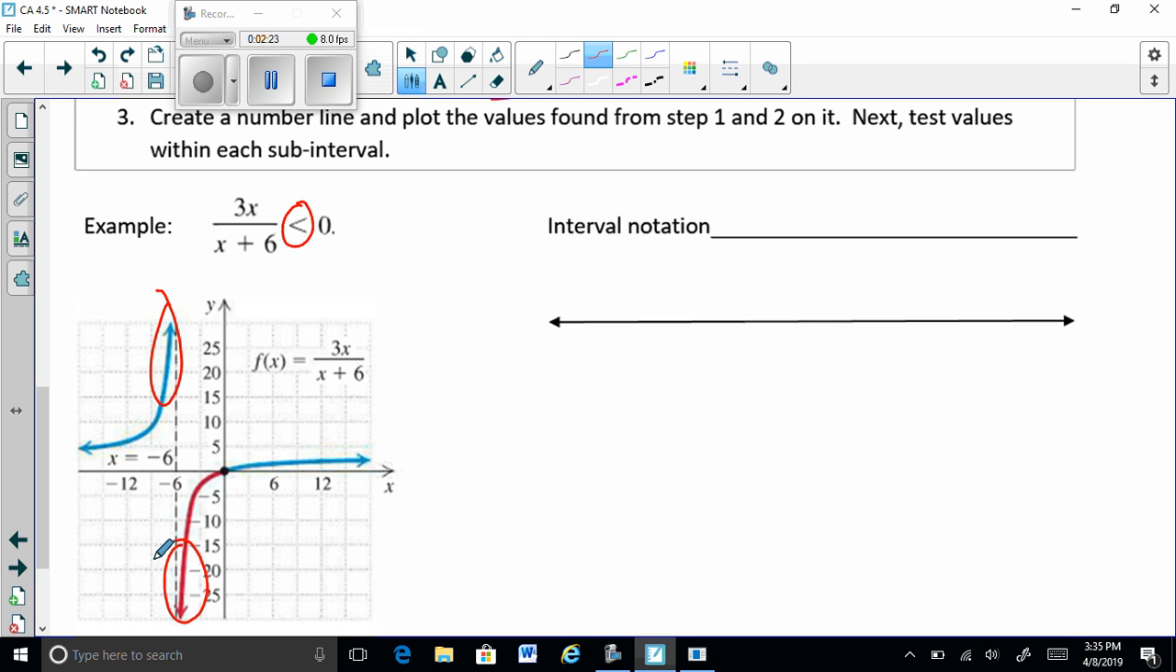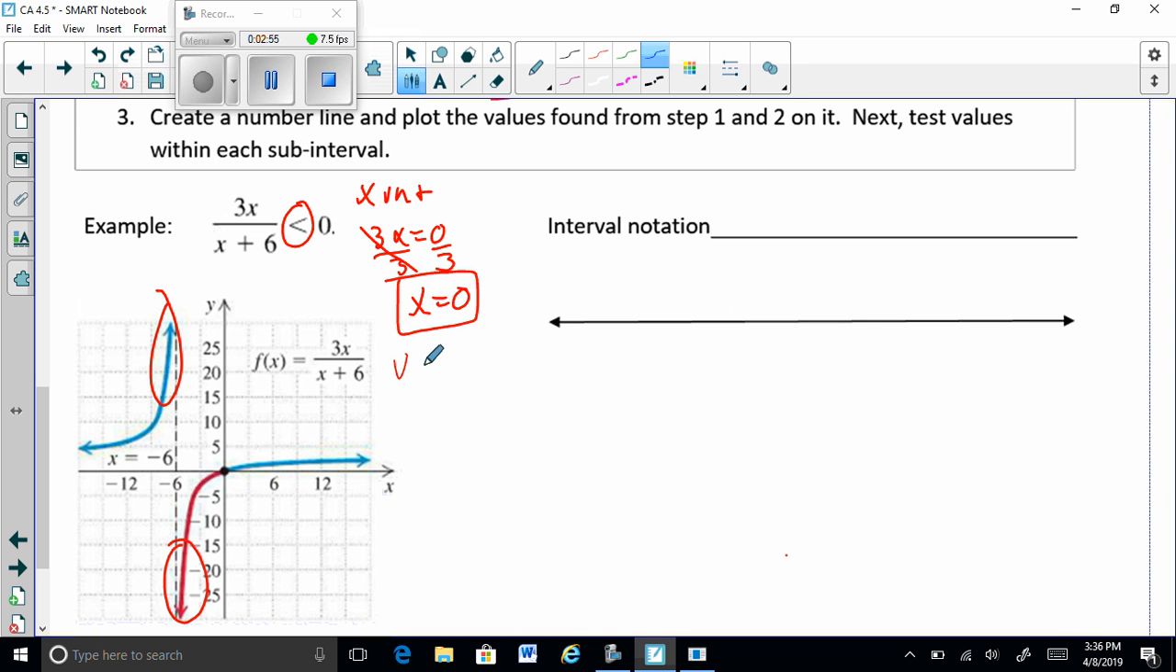So just kind of like the other ones, what we'll do is plot those two values that we find from step 1 and 2, and then just test values within the sub-interval. And that's it. So here we go on this example. So if you want to find the x-intercept, you take the numerator, set that equal to 0, and solve. So here we'll divide by 3, divide by 3. So our x-intercept is going to be at 0. Now it will not be included, but we'll mark it on here in a second.